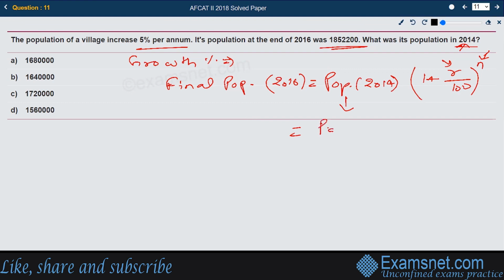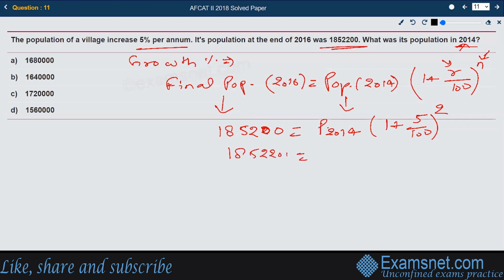The present value, the 2014 value, has to be calculated. The already grown value has been given to you, that is the final population in 2016, 18 lakh 52,200. Times 1 plus the rate, which is 5, so 5 by 100, to the power n. The question is asking for 2014 to 2016, so there are 2 years only. Let us try to solve this.